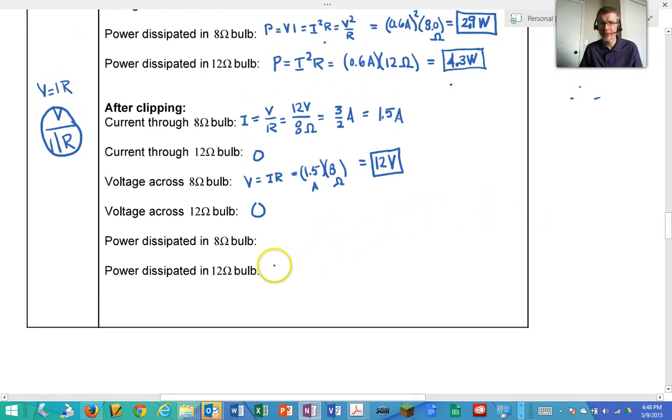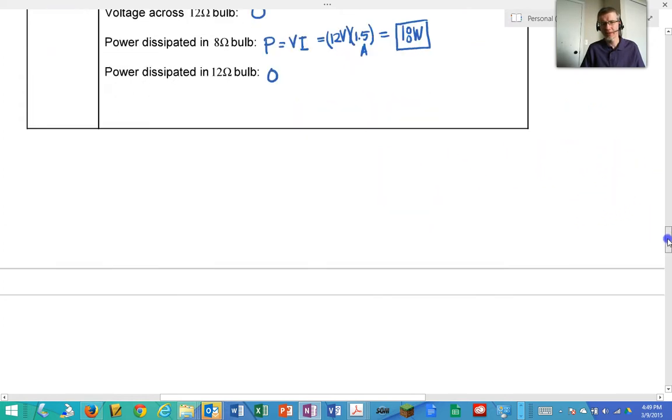And then in the power dissipated, so power equals voltage times current. We could do it this way if we wanted to. We know we're losing 12 volts in the battery, and we know the current is 1.5 amps. So we've got 18 watts dissipated in that one bulb. And in the 12 ohm bulb, once again, we've got 0 watts dissipated because there's no current through that bulb.